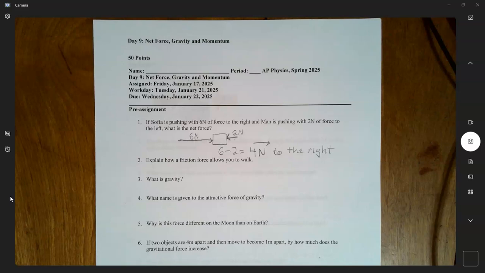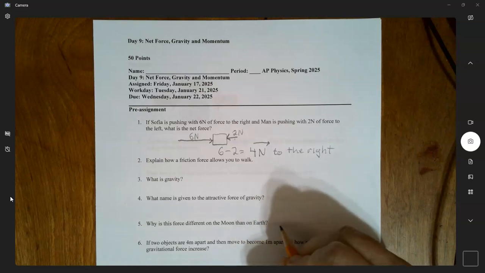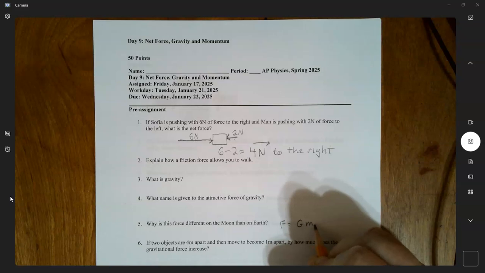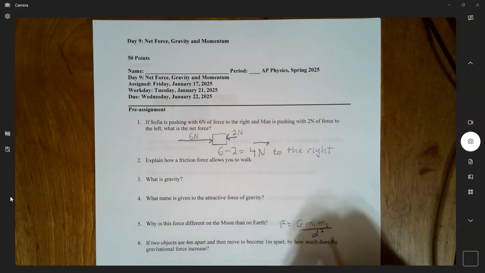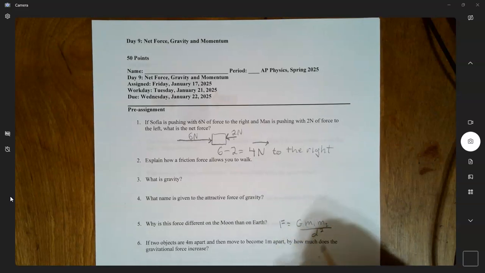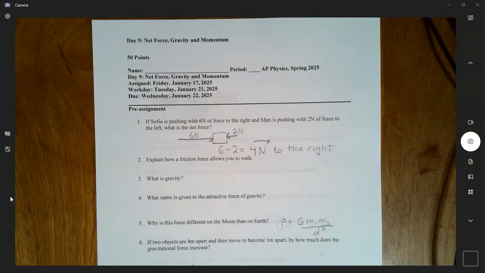W-E-I-G-H-T, weight. Why is this force different on the moon than on Earth? Because the moon has less mass, and it's a function of mass based on Newton's gravitational equation. If one of these masses is your body and the other one is the planet, if this planet is the moon, it's smaller than if it's the Earth. The mass of the moon is smaller than the Earth, so the force of gravity would be smaller on the moon.